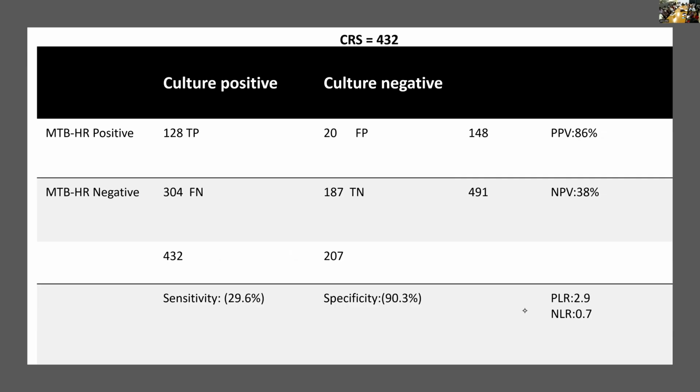For us as clinicians, we actually want to look at this table, which is basically the clinical reference standard. But here we find that sensitivity is very poor, which is only 29.6. And the positive likelihood ratio is 2.9. Ideally, for a test, we would like the positive likelihood ratio to be closer to 10, and the negative likelihood ratio to be less than 0.1. Here it is around 0.7.